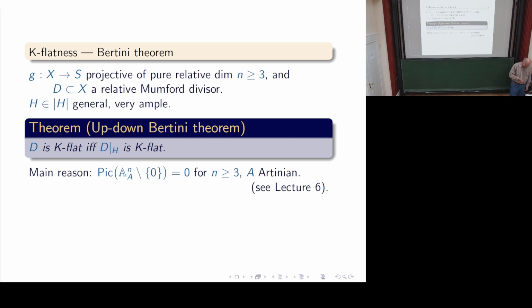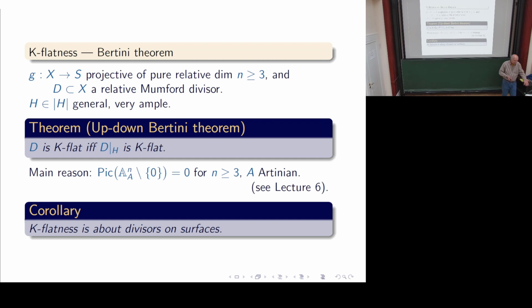That means that nothing surprising can happen. And so this in effect says that K-flatness is really a theory about divisors on surfaces. If I want to know that something is K-flat, I just need to cut it down until I have a family of surfaces and there are some curves on them. So that's why that computation with curves is actually so useful, because nothing new happens in higher dimensions.